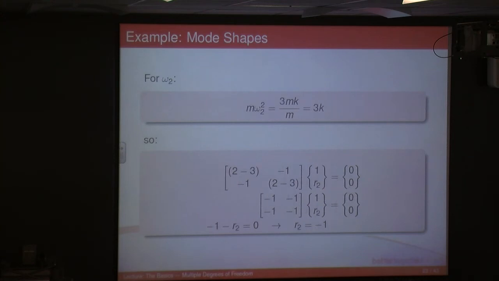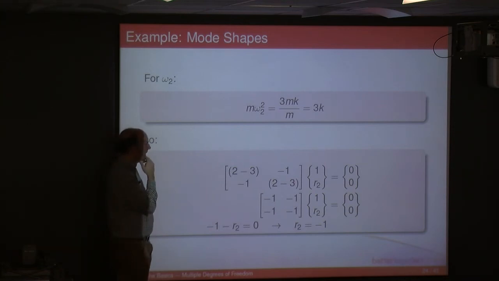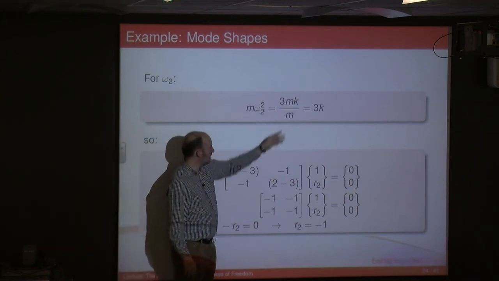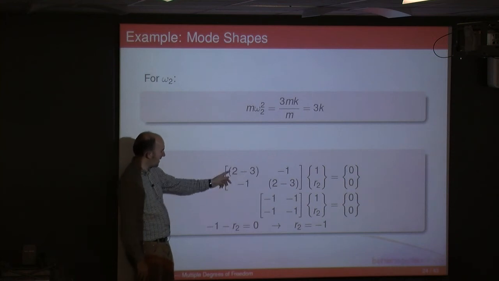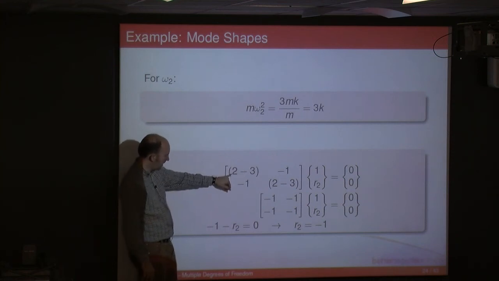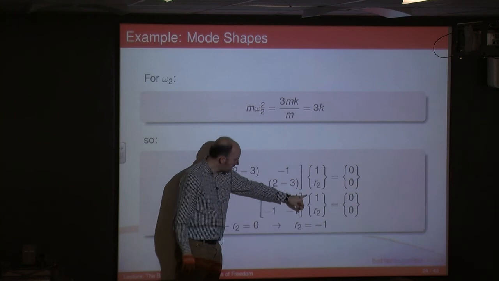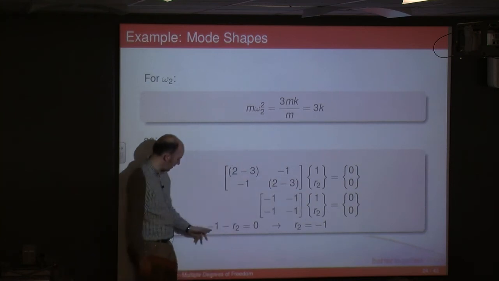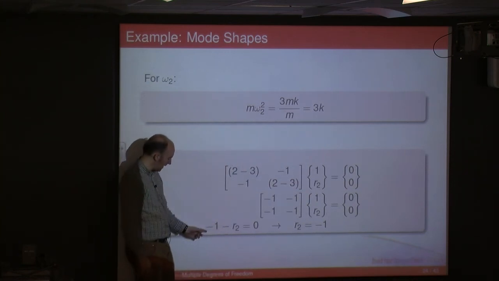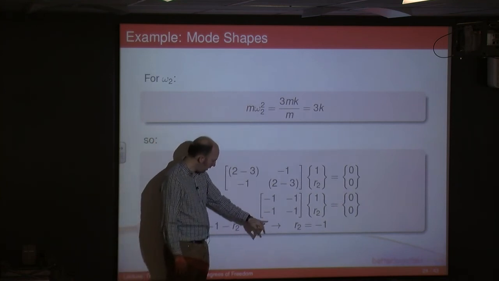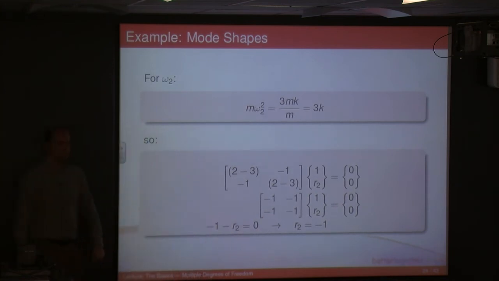For omega 2, we stick in 3k upon m for omega 2 squared. Again, the m's will cancel, and we end up with 3k. I divide the whole lot by k to get rid of the k's, and we end up with minus 1 times 1, and R2, so you end up with minus 1 times minus 1 minus R2 equals 0, therefore R2 must be minus 1.